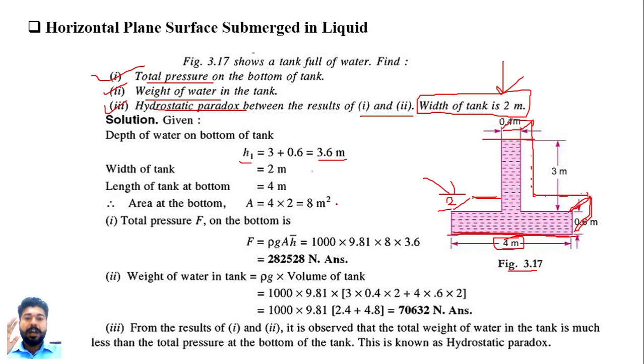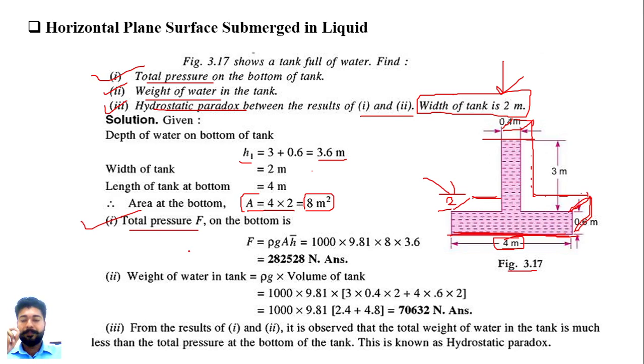So what is the area of the bottom of the tank? Area is length into width, that is 4 into 2, which is 8 meter square. That is the area of this tank. First thing we'll find out is the total pressure.